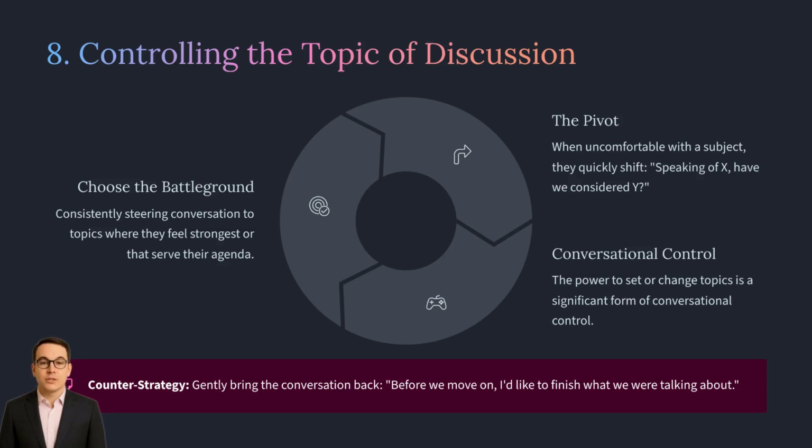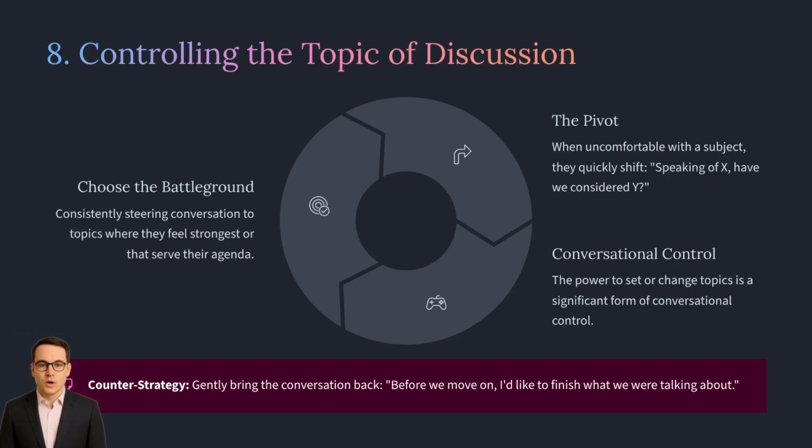8th, controlling the topic of discussion. Another subtle strategy is when a person consistently steers the conversation to topics where they feel strongest or that serve their agenda. This is akin to controlling the board in chess, choosing the battleground that favors you. For example, let's say during a team meeting, whenever a certain colleague is uncomfortable with a subject, perhaps it highlights their mistake, they quickly pivot. "Speaking of X, have we considered Y?" Shifting focus to a topic they prefer.